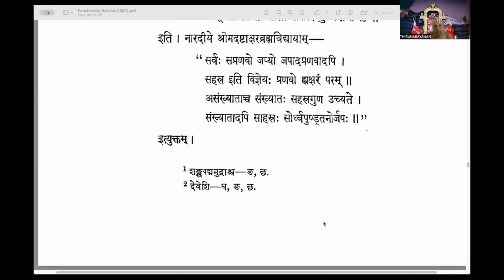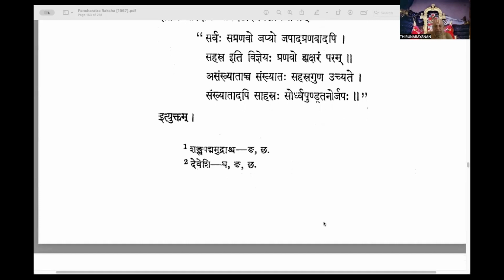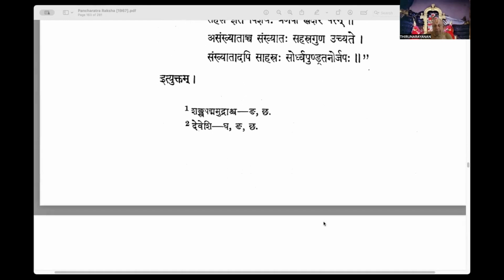Suppose we say without Omkara, without the syllable, then sahasra iti vijnayaha pranavaha kim aksharam param. So if you do japa without the pranava syllable, that will be less by 1,000 times. So the pranava syllable will be adding to you 1,000 times of benefit. Then instead of making sankalpa without numbers, asankhyatatcha.